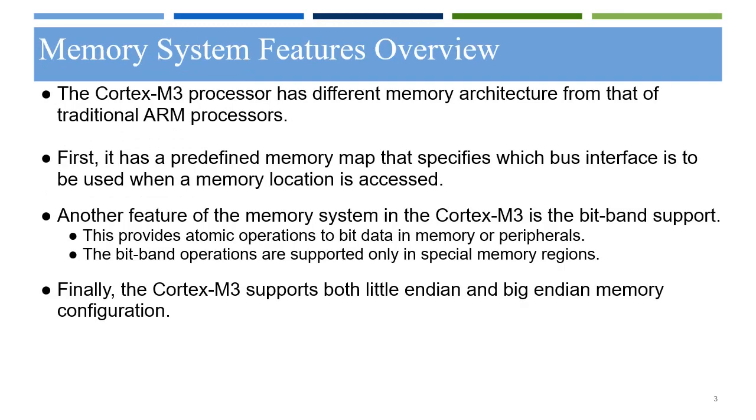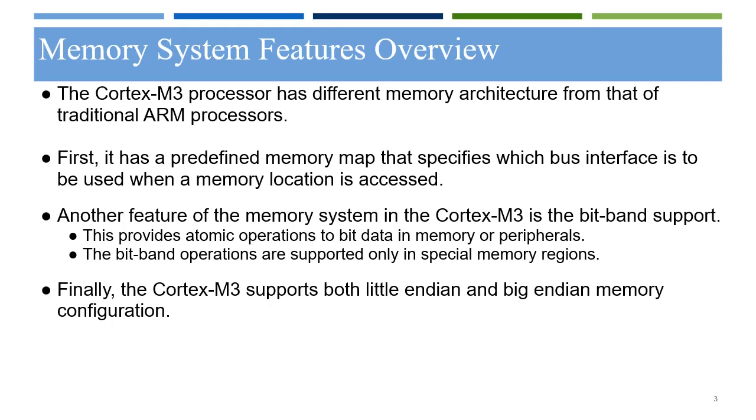Memory system features overview. The Cortex M3 processor has a different memory architecture if you compare it with the traditional ARM processor. Firstly, it has a predefined memory map which specifies a bus interface to be used whenever we require a memory location. This feature allows the processor design to optimize the access behavior when different devices are accessed.